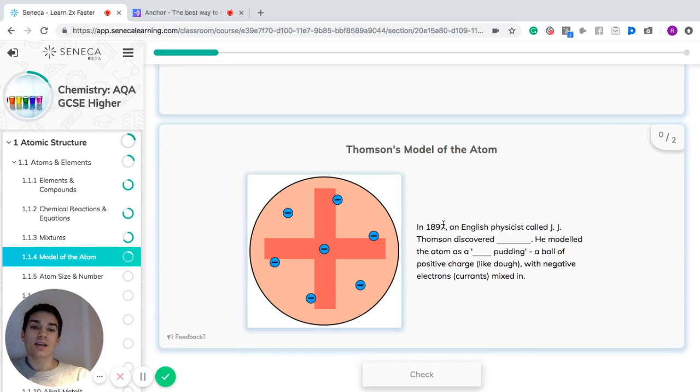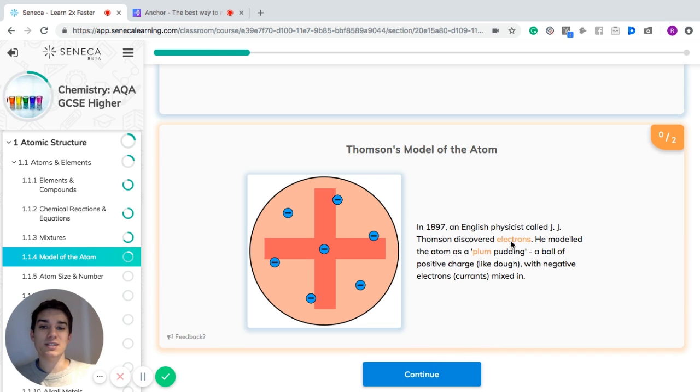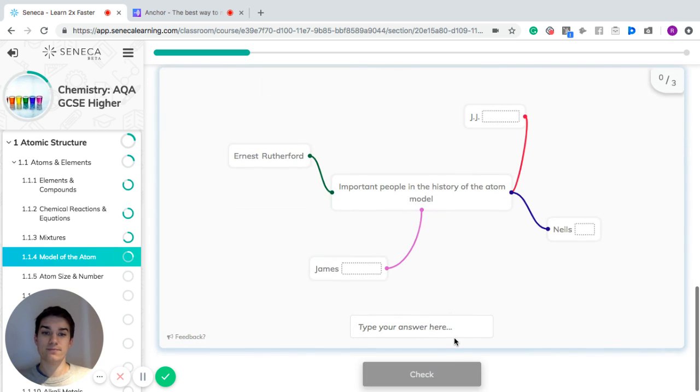So in 1897, the English physicist J.J. Thompson discovered protons. No, he didn't, apologies, he discovered electrons. He modelled the atom as a plum pudding, which is a ball of positive charge, like the dough in his plum pudding, and negatively charged electrons, which are the currants.